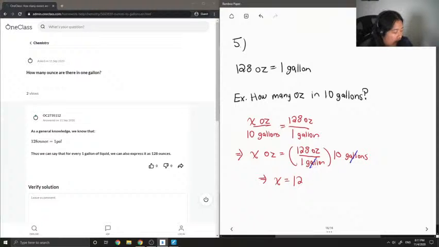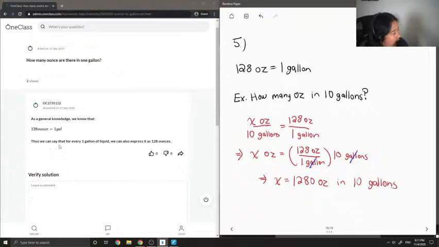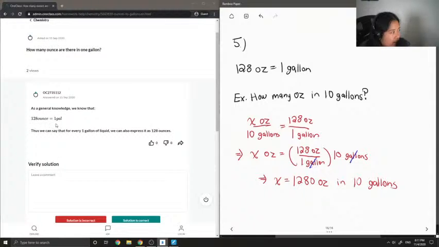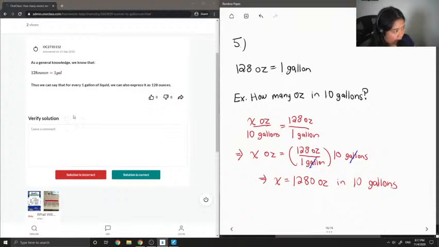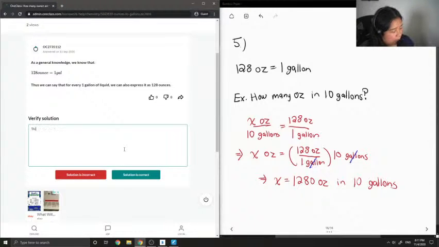We end up with 1,280 ounces in 10 gallons. Let's see what our junior tutor said. As general knowledge, I wouldn't say it's general knowledge, but we know that 128 ounces is equal to 1 gallon. Thus, we can say that for every 1 gallon of liquid, we can also express it as 128 ounces. So this solution is correct.